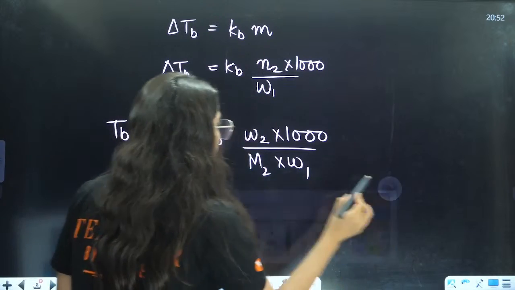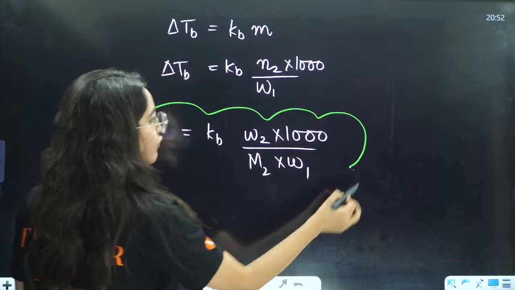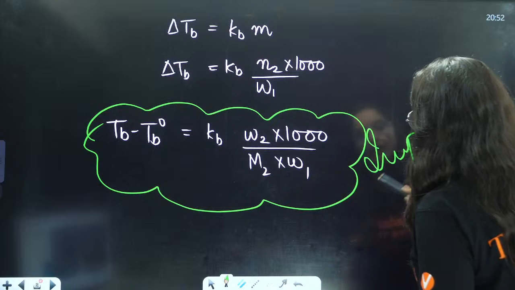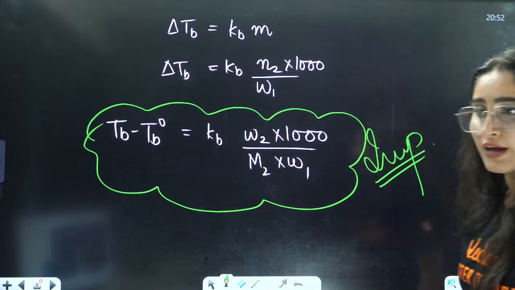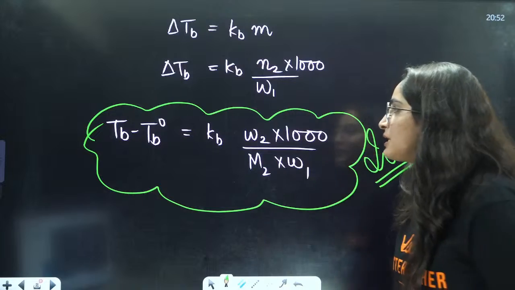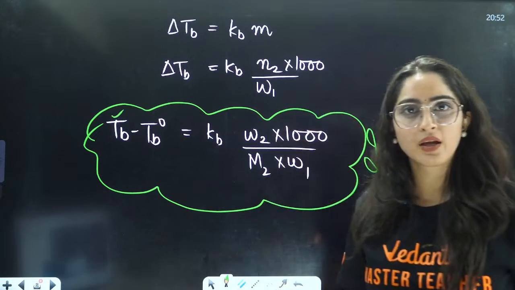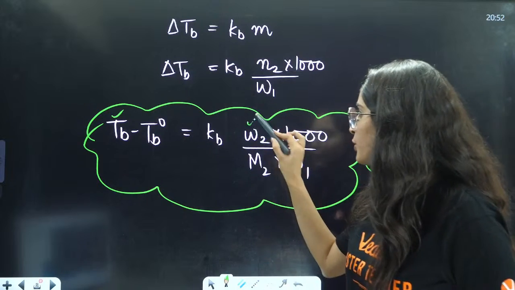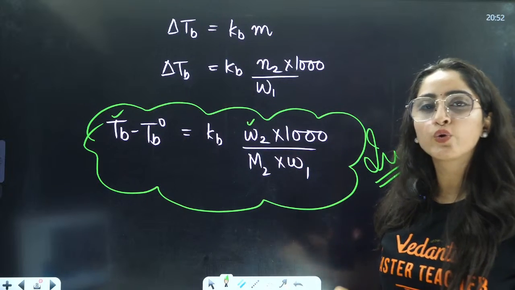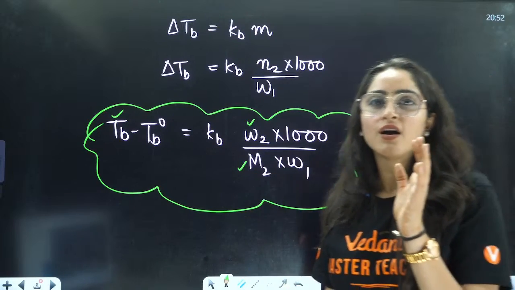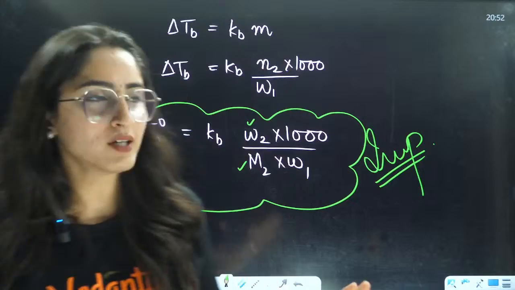Right? This is the whole formula from where the questions are asked, and it is a very, very important formula. From here, they can ask you anything. They can ask you TB, they can ask you W2. Usually they ask W2, M2 or TB. These are the hot questions from this chapter that they will ask you.